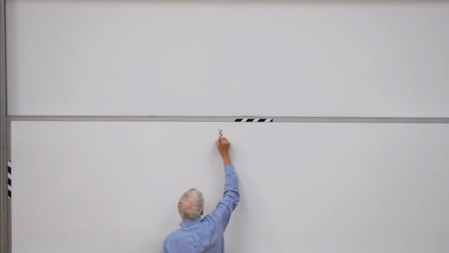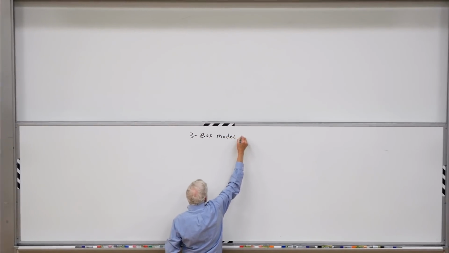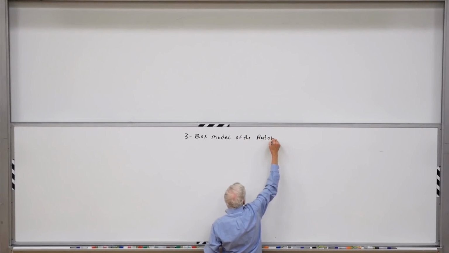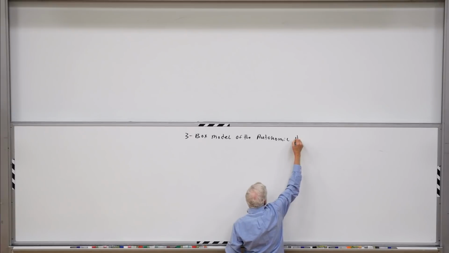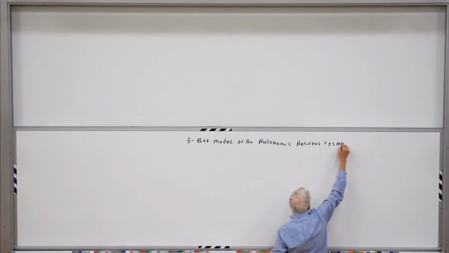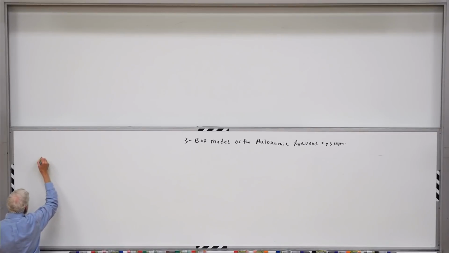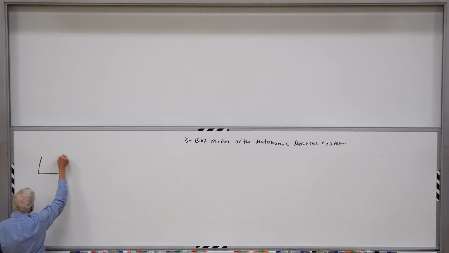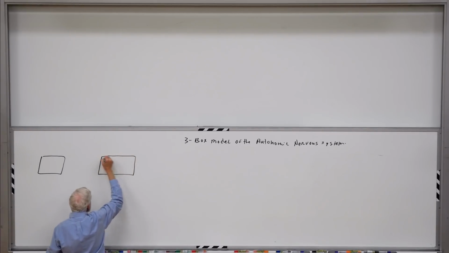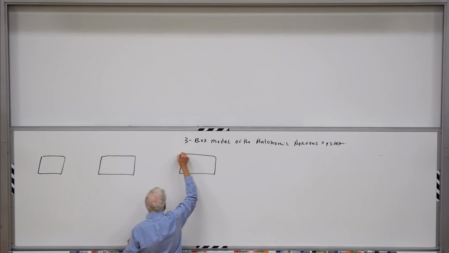And the 3-box model of the autonomic nervous system. So I'm going to start up here at the top and just make the generic boxes that we had yesterday. And then I'll try to drill down and put this into context of the sympathetic and parasympathetic branches.